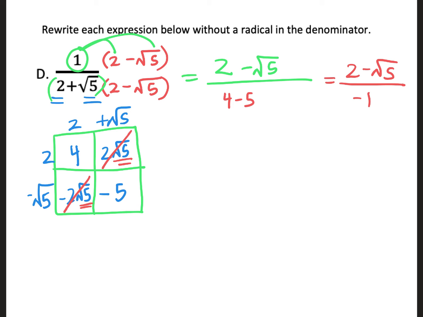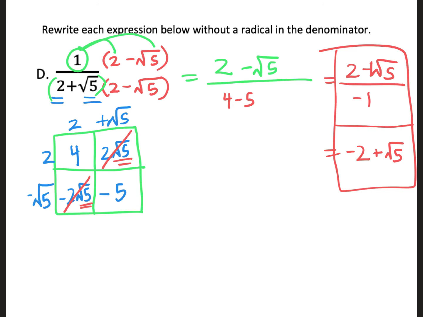Again, you could leave your answer like this on a test or quiz. I would be fine with it. Technically, you can divide each of those terms by negative 1. If I do 2 divided by negative 1, I get negative 2. And remember, there's a negative 1 out front. So if I do negative 1 divided by negative 1, I get a positive 1. So you'd have positive root 5. Again, these two say the same thing. The bottom one is simplified. The top just isn't. And I would be happy with either of those on a test.